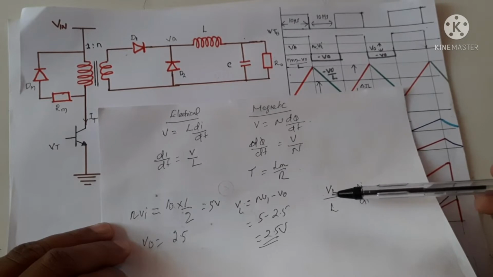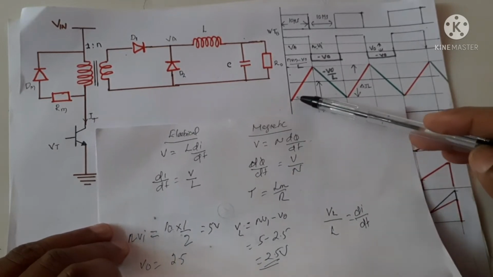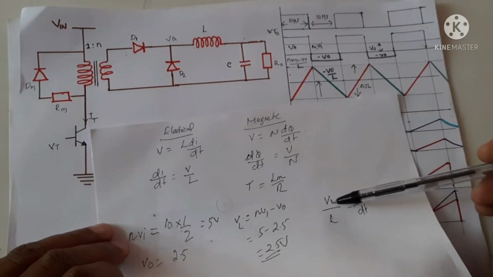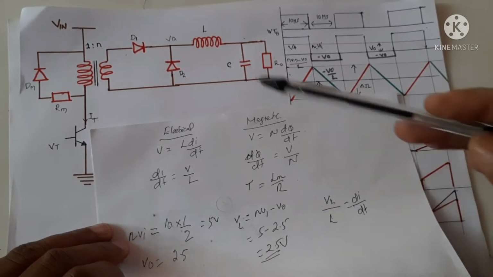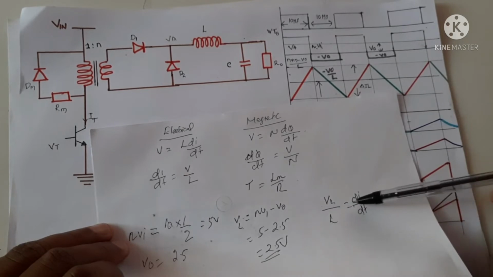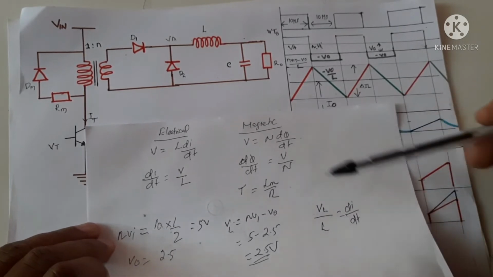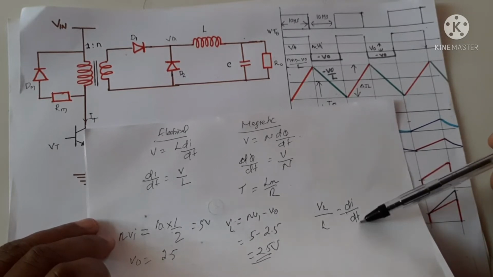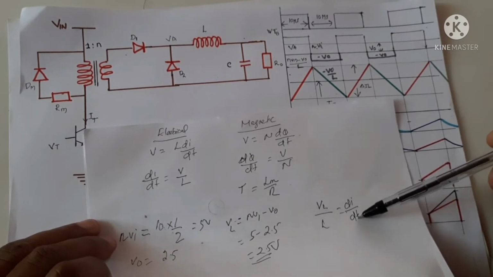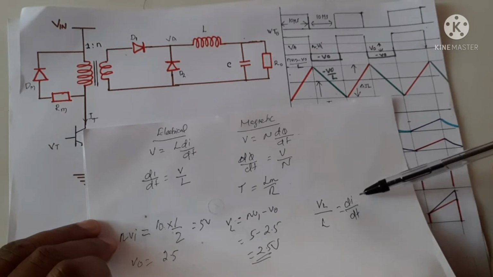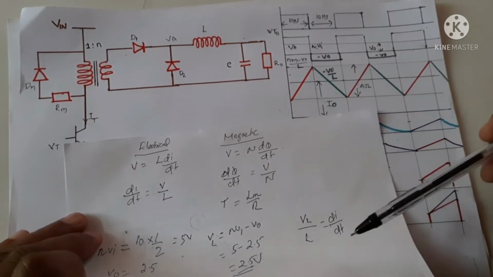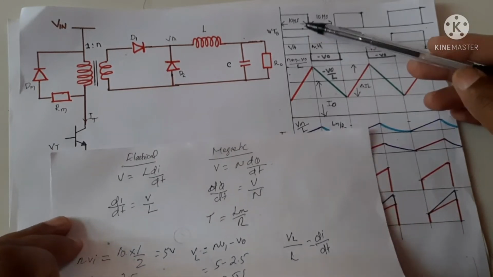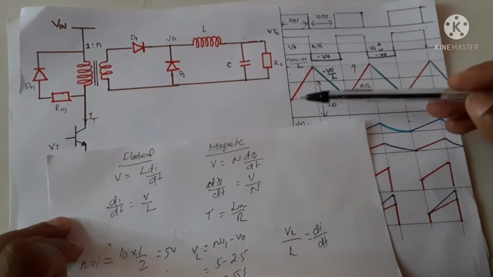As we know, to calculate the rate at which the current is increasing, the voltage across the inductor, 2.5 volt, divided by the inductance will give the rate at which the current is increasing. The rate of increase means if we allow the current to flow for 1 second, what value the current will reach. But here we are not allowing the current to flow for 1 second. We are only allowing it to flow for 10 microsecond.